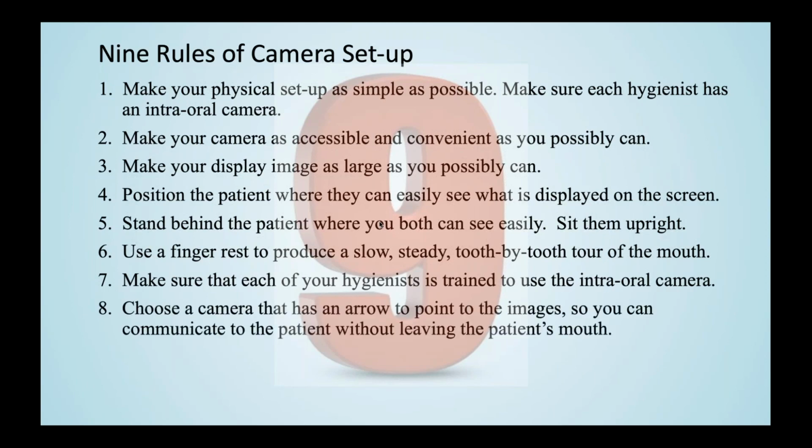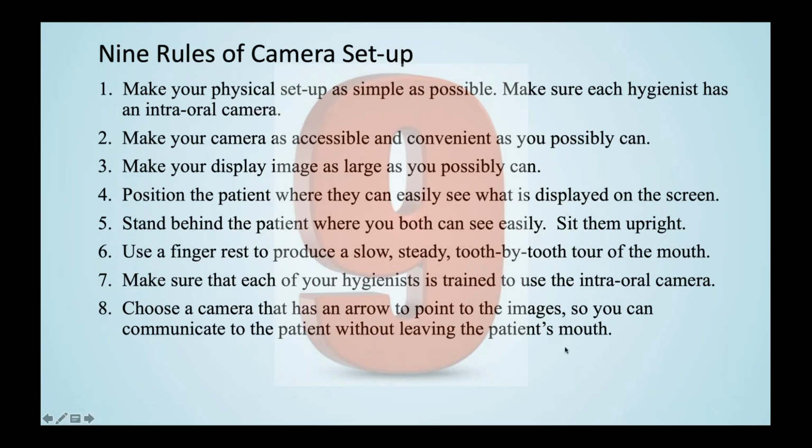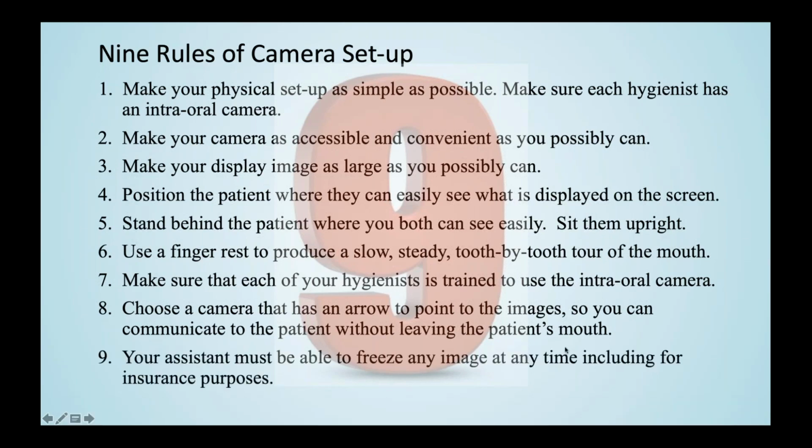Number 8, choose a camera. For those of you who are going to upgrade, or those of you who are going to buy a camera, which I hope I've been persuasive, choose a camera that has an arrow that points to the images so you can communicate with the patient without leaving the patient's mouth. And last, your assistant must be able to freeze any image at any time to be included in the patient's chart for insurance purposes or for a record of what's going on.